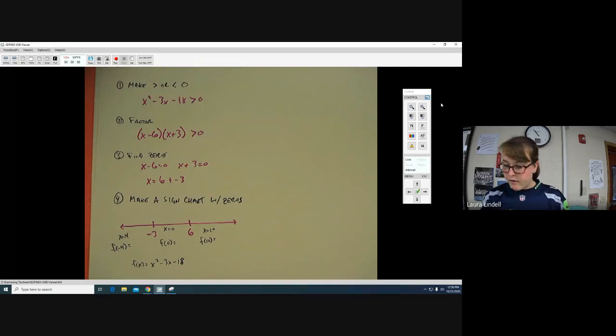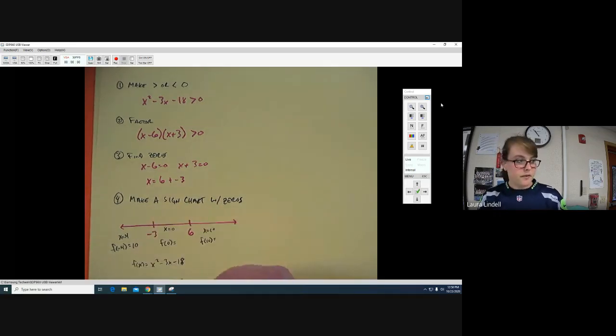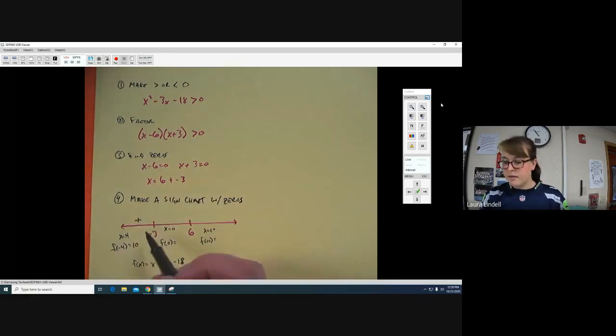Plugging in negative 4: negative 4 squared is 16, minus 3 times negative 4, so that would be plus 12, and then minus 18 gives us 10. If I plug in negative 4, I get 10. That's a positive number, so I'm going to put a plus here, which tells me that this whole range of values from negative 3 to negative infinity is positive.